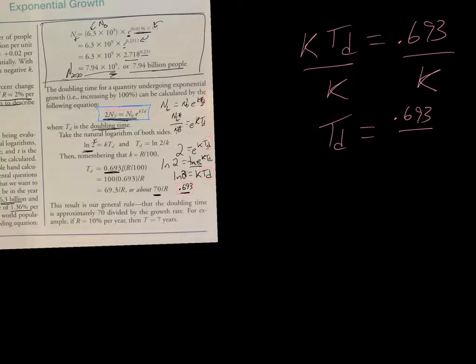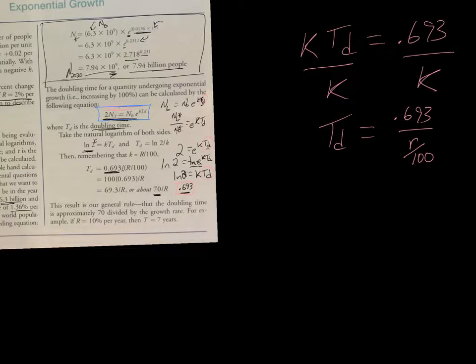But remember, what is K? K is R divided by 100. So I can take R and divide it by 100. They usually draw it in lowercase r, which is another issue I have with this. I wish people would just keep it all the same. It would make life a lot easier, but whatever. Divided by 100.